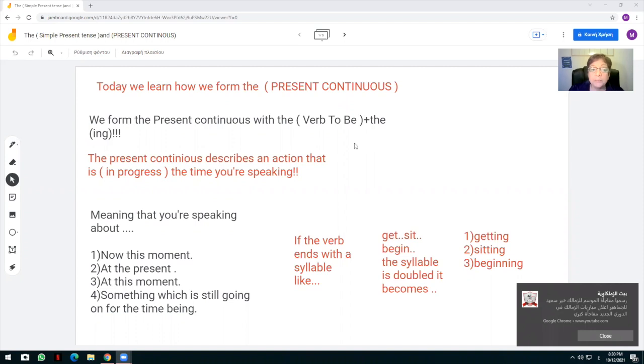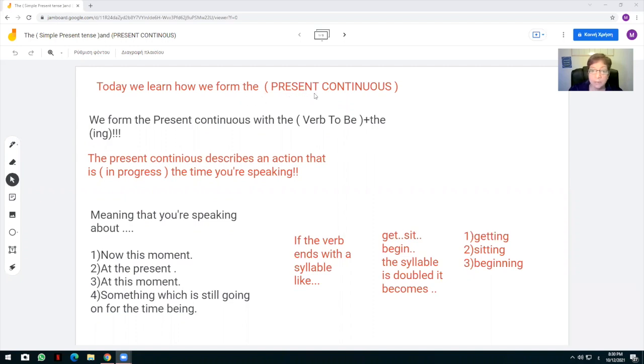So my dear friends, today we learn how we form the present continuous. So we form the present continuous with the verb to be.